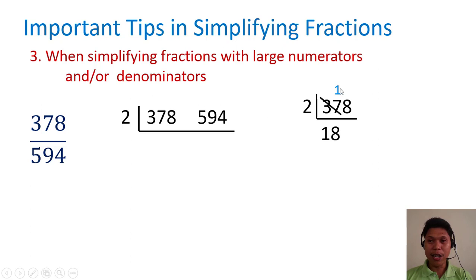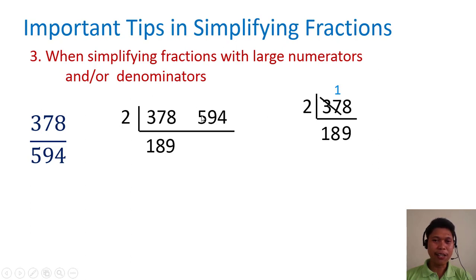Tapos, may remainder na 1. Tapos, i-combine natin yung 1 sa 8. Ito, napakahalaga. May 1, saka 8. So, i-combine 18. Ang number form is 18. 18 divided by 2 is 9. Therefore, it is 189. So, yan ay 189. Ganun din ang gagawin natin dito. Okay, ang 58 kasi medyo malaki, baka hindi niya na kaya.